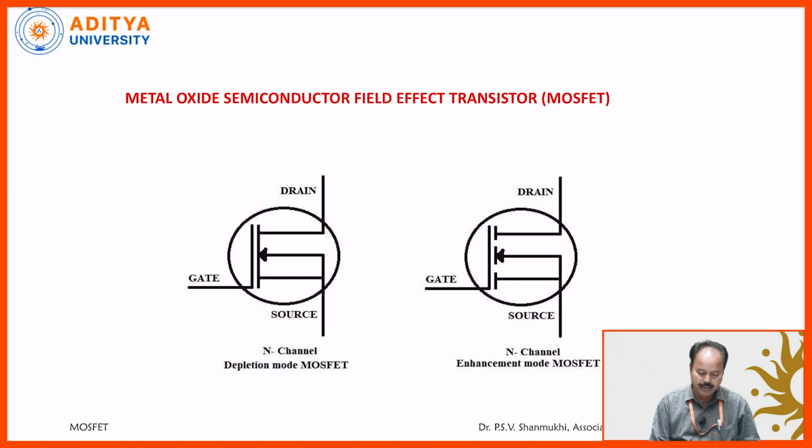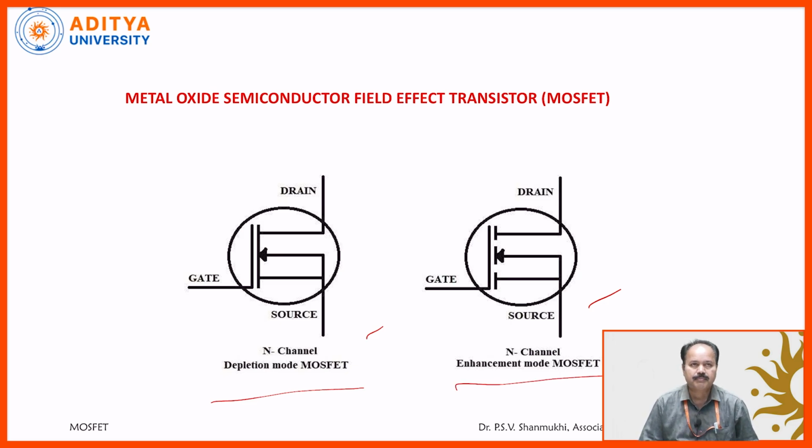This is the circuit symbol for the N channel MOSFET. There are actually two modes of N channel MOSFETs. One is N channel depletion mode of MOSFET, and the second one is N channel enhancement mode of the MOSFET. I am taking here N channel MOSFET. There are three main parts of this one: source, drain and gate. Source, drain and gate, these are the three main parts of a MOSFET.